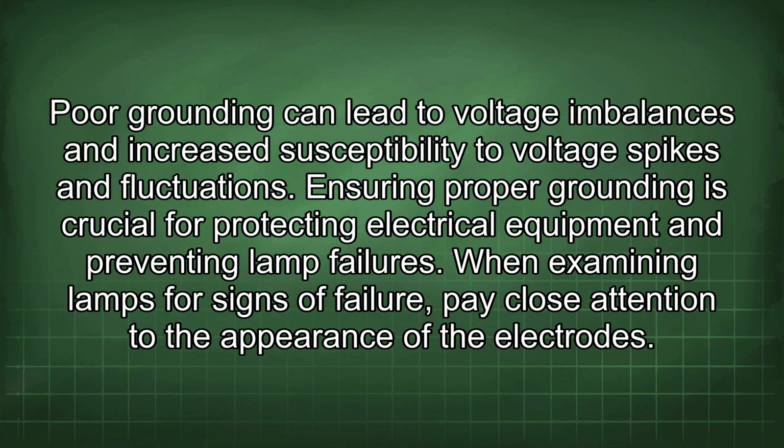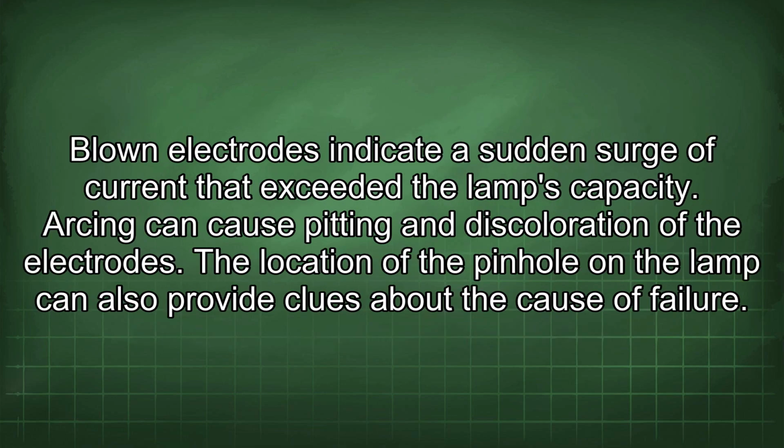Poor grounding can lead to voltage imbalances and increase susceptibility to voltage spikes and fluctuations. Ensuring proper grounding is crucial for protecting electrical equipment and preventing lamp failures. When examining lamps for signs of failure, pay close attention to the appearance of the electrodes. Blown electrodes indicate a sudden surge of current that exceeded the lamp's capacity.